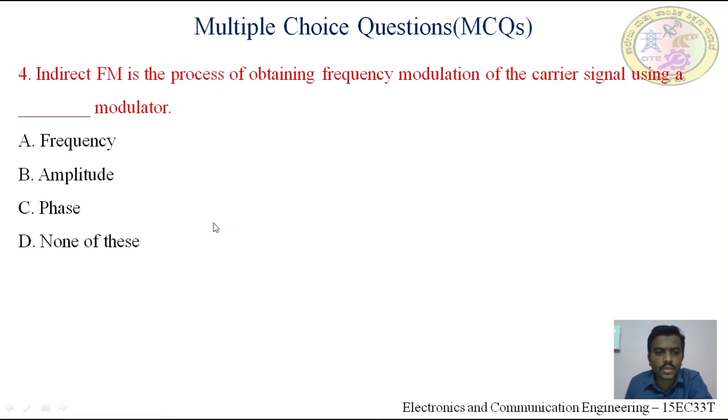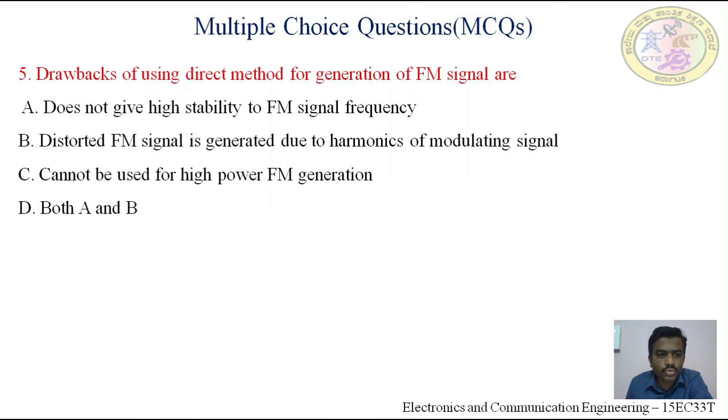Indirect FM. Fourth question: indirect FM is the process of obtaining frequency modulation of the carrier signal using a dash modulator. Options: A. Frequency, B. Amplitude, C. Phase, D. None of these. The answer for this question is option C. Phase modulator.